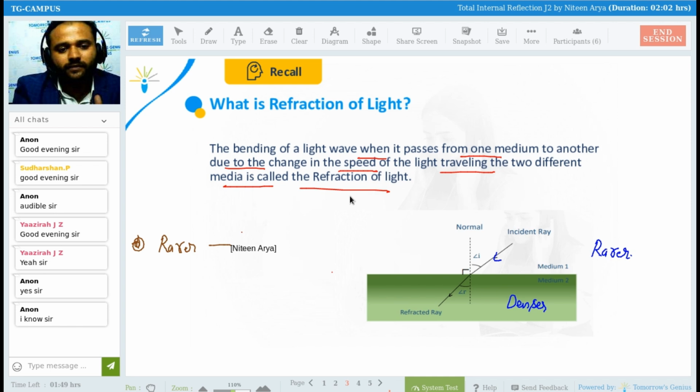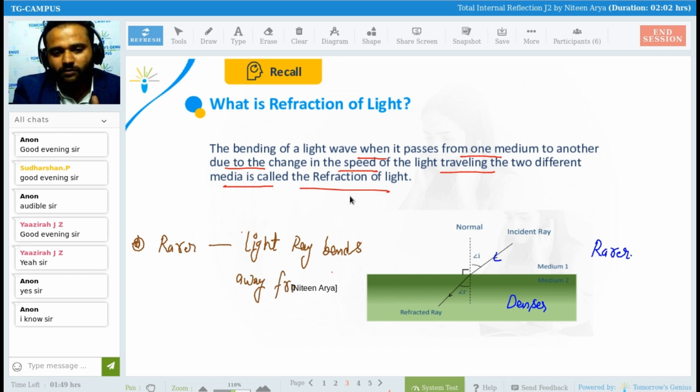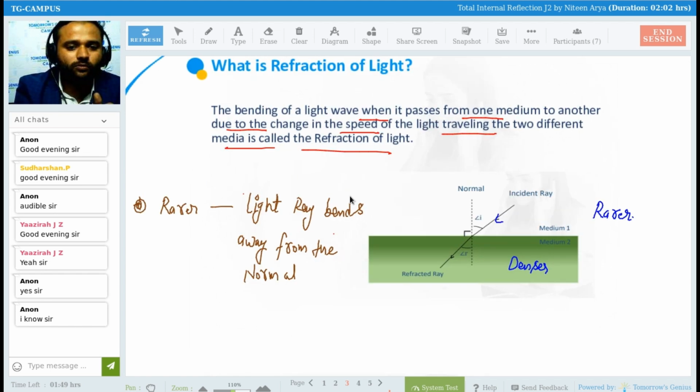Okay. Rarer medium is the one in which the speed of light is more. In a rarer medium, the light ray bends away from the normal. It means that if the incident light is coming from a denser medium and going into a rarer medium, it is going to bend away from the normal, and in a denser medium it is vice versa. Vice versa means reverse.